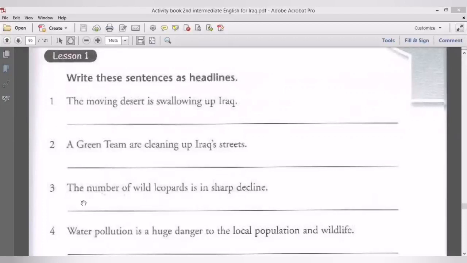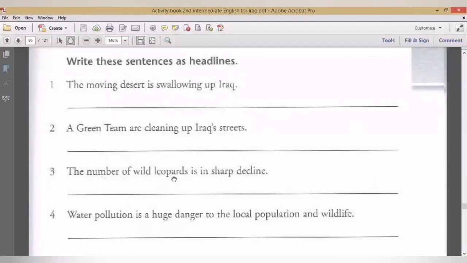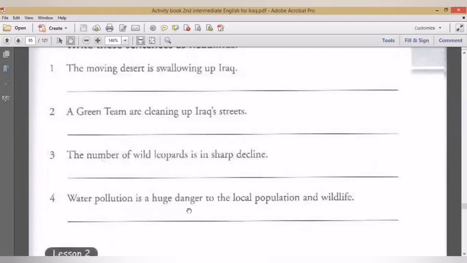Right? The third one, the number of wild leopards is in sharp decline. What is meant by decline? Yes, true. Yes, exactly. So Zainab says wild leopards in sharp decline. Yes, that's true. Wild leopards in sharp decline. And the other one, water pollution is a huge danger to the local population and wildlife. It should be water pollution, a huge danger to local population and wildlife. You should omit the verb.